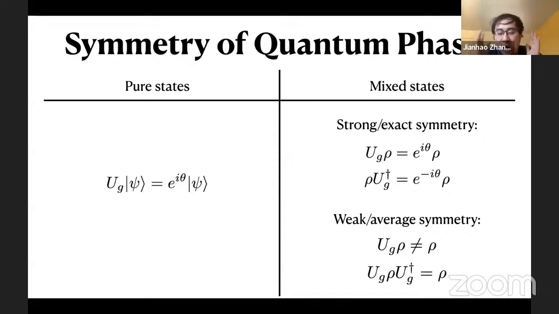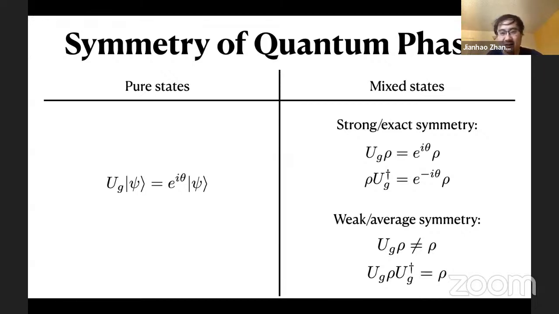But for mixed states, things become completely different. First of all, there are two different classes of symmetries in open quantum systems. The first one is the strong symmetry, also known as exact symmetry. Strong symmetry means that if we only apply a symmetry operator on one side of the density matrix, the density matrix is invariant up to a global phase. The second class is weak symmetry. Weak symmetry demands that if we only apply the symmetry operator on one side of the density matrix, the density matrix is not necessarily invariant. But if we conjugate the density matrix by the symmetry operator, applied on both sides, the density matrix is invariant. You can recognize that strong symmetry is a stronger condition than weak symmetry.